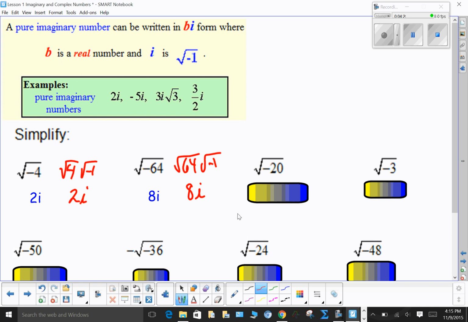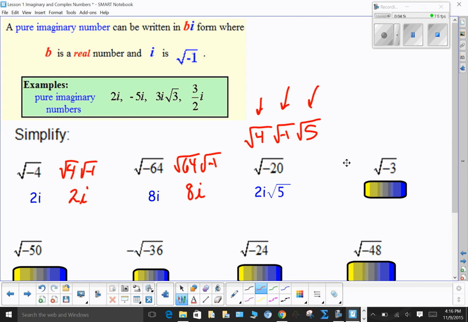Now, here's an interesting one. Square root of -20. Square root of 4, square root of -1, square root of 5. Perfect square, imaginary unit, what has to stay underneath? The square root of 4 is 2, the square root of -1 is i, and the square root of 5 stays under the radical. We write it in this way so the i is not confused with its location, nor is the 2. It's 2i root 5. In a case like the square root of -3, square root of -1, square root of 3. I can't do anything about the 3, but I can take out the i.